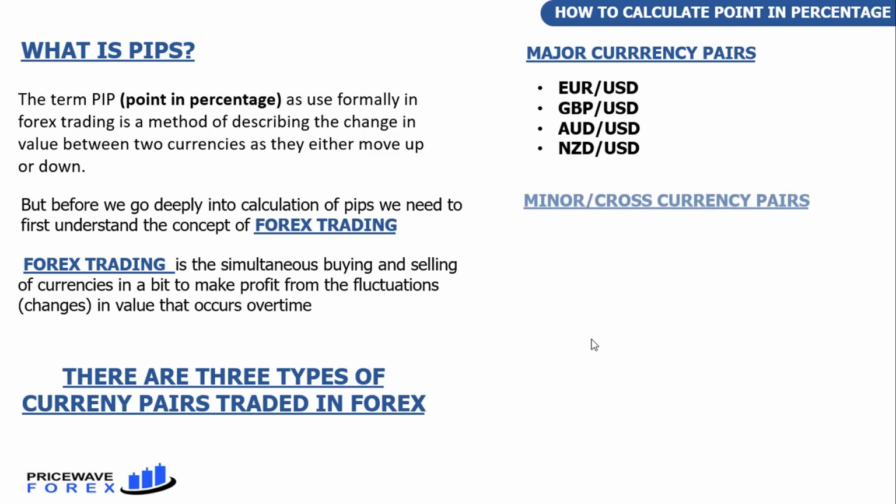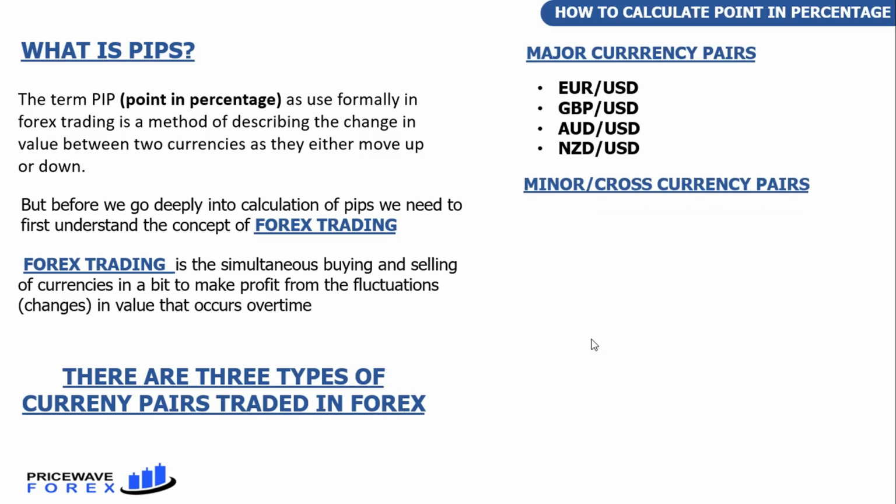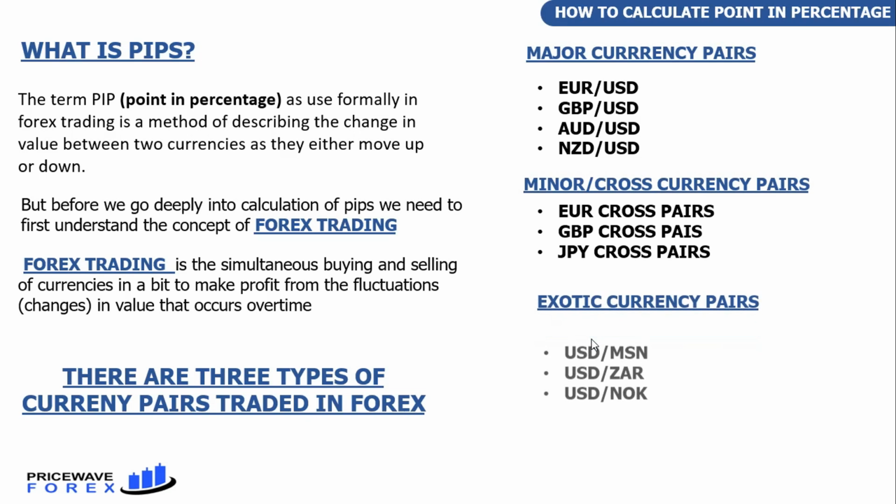And secondly, we have the minor or cross currency pairs. They are minor or cross currency pairs because they are paired simultaneously with other currency pairs, and we have the euro cross pairs, the pounds cross pairs, the Japanese cross pairs, and many others also. And lastly, we have the exotic currency pairs, and we have the USD Mexican, USD South African rand, and the USD NOK. So these are the three major currency pair types we have.